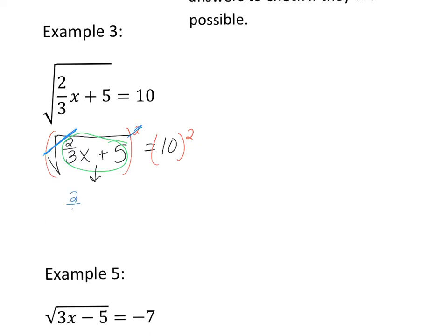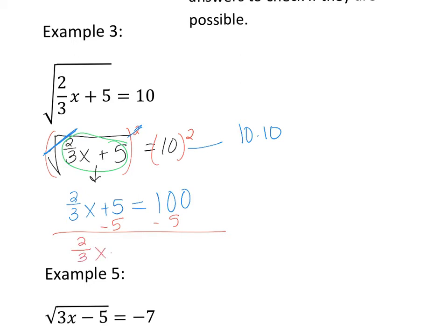Okay? So 2 over 3x plus 5 equals 10 times 10, because this is 10 squared. And 10 times 10 is 100. Now I am just solving to get my x by itself. All right? So what I'm going to do is subtract 5 first from both sides. And now I'm left with 2 over 3x equals 95.